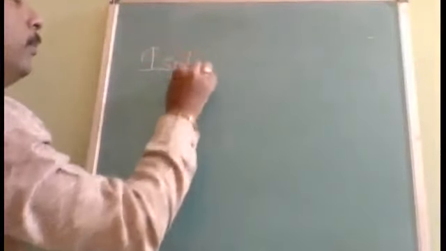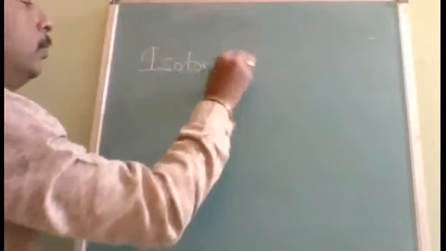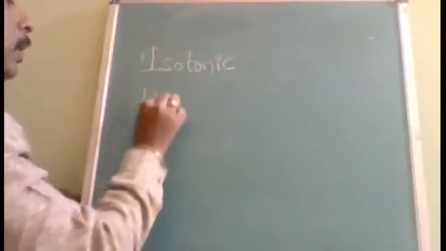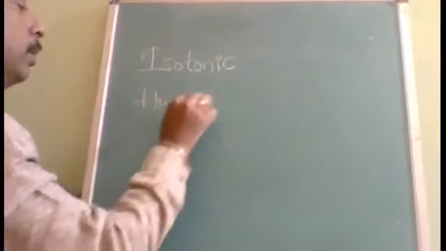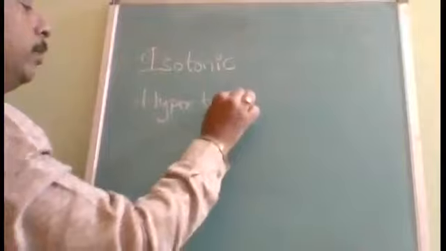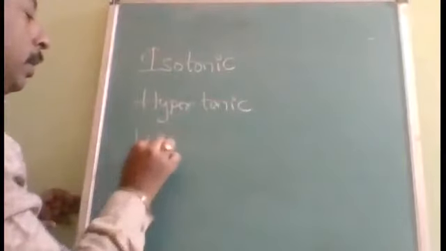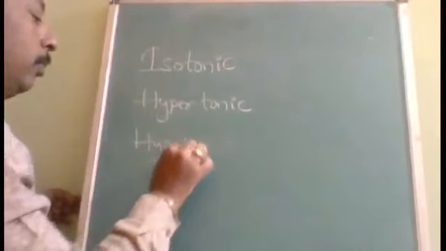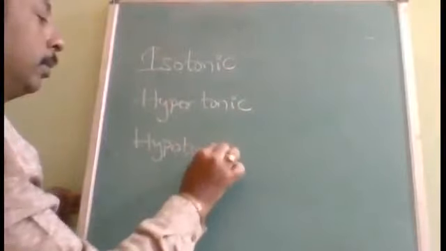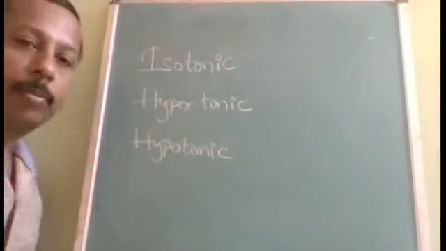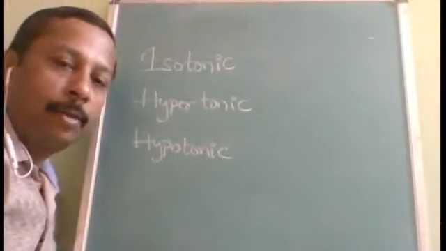First one is isotonic. Second one is hypertonic. Third one is called hypotonic. Okay. Isotonic, hypertonic, and hypotonic.